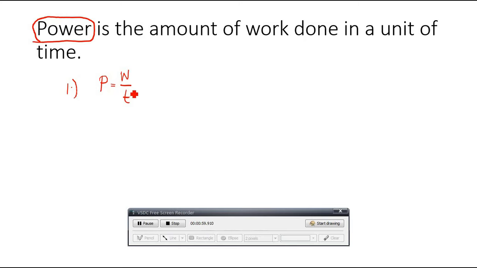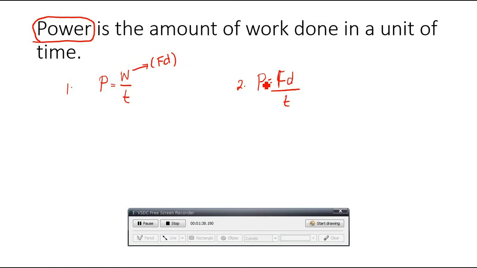P is your power. But not all the time the work is given. Sometimes you have to solve for work first. So instead of using this formula, if the work is not given in the problem, you can use this formula: P, or power, is equal to, the formula for work being force times displacement, so instead of putting W here, you can say force times displacement over time. So this is your second formula.